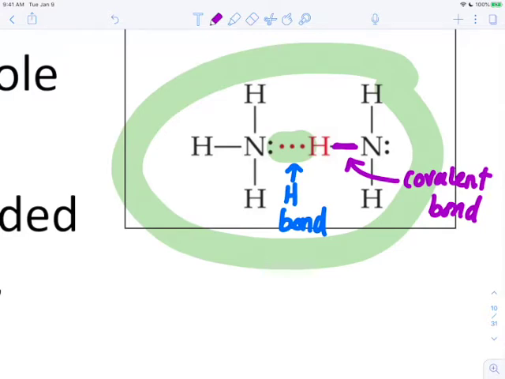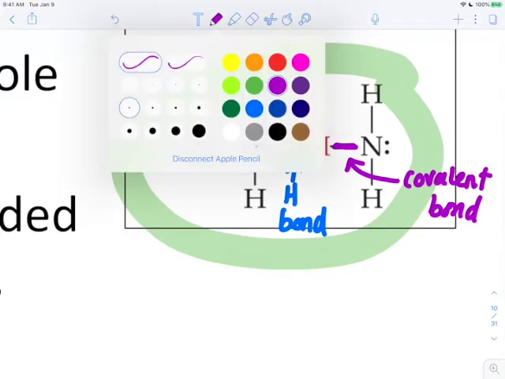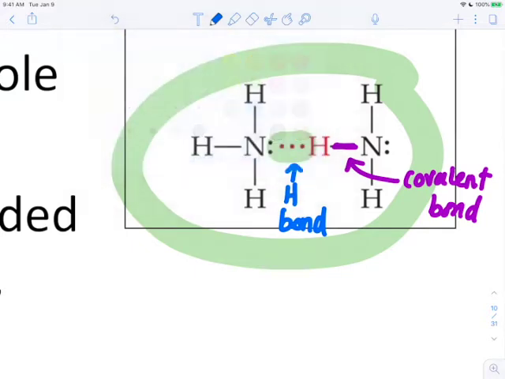Hydrogen bond, we don't have actual electrons being shared. We just have an association, an electrostatic attraction between, in this case, our partially negative nitrogen and our partially positive hydrogen. So they are attracted to each other, but it's not a true chemical bond.